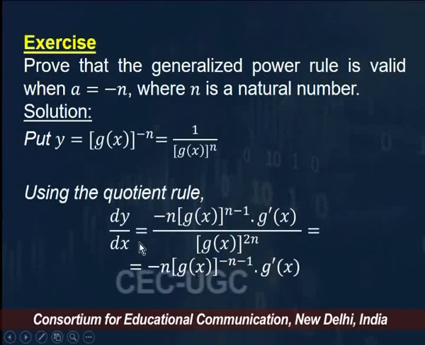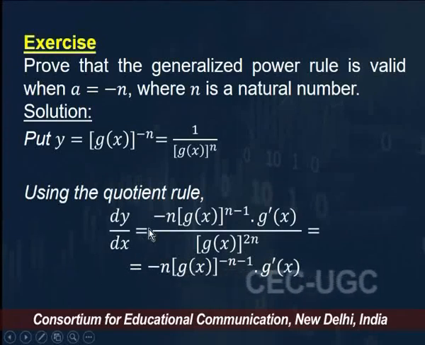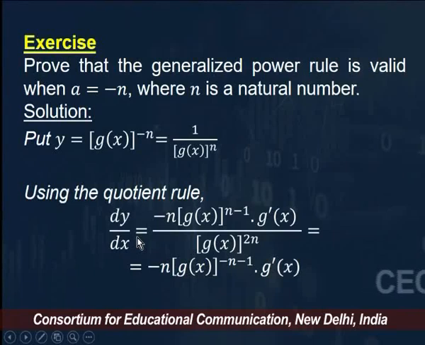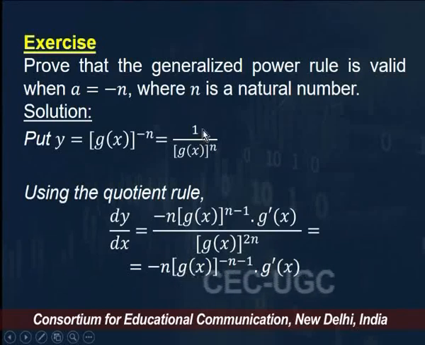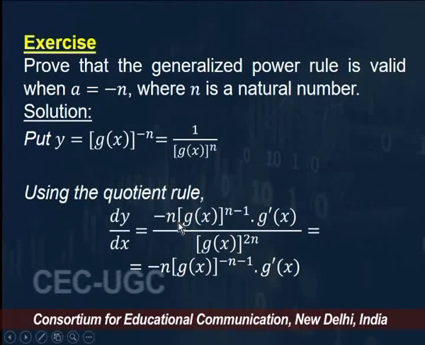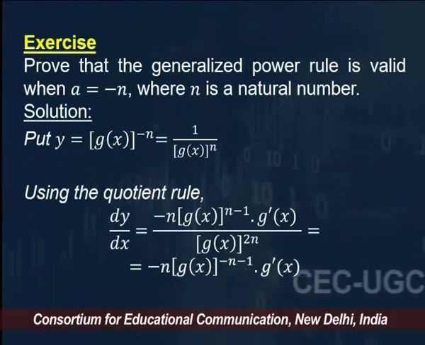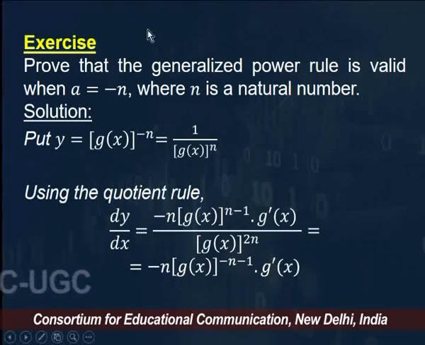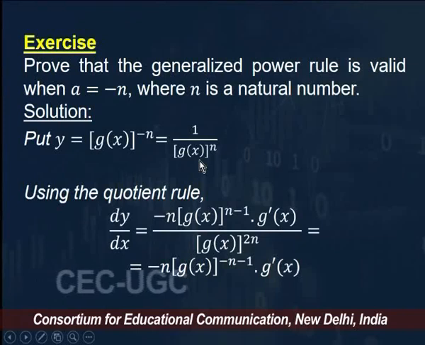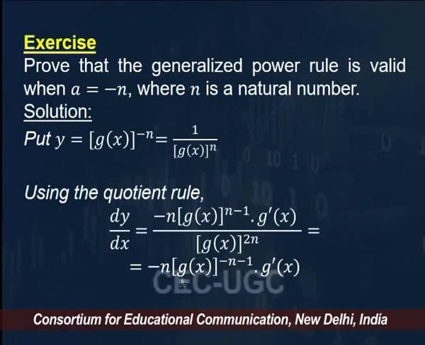So here, to differentiate the function, I can use the quotient rule, and dy by dx will become the denominator times the derivative of the numerator, which is 0 here, minus the numerator, which is 1, times the derivative of the denominator. That result we've already proven. That derivative is going to be n times g of x to the power n minus 1 times g prime of x. And that is then divided by the square of the denominator. So that's g of x to the power 2n under the quotient rule.